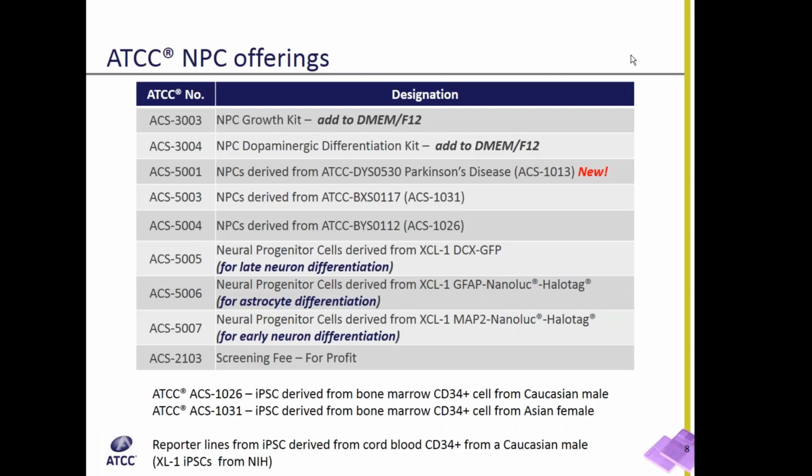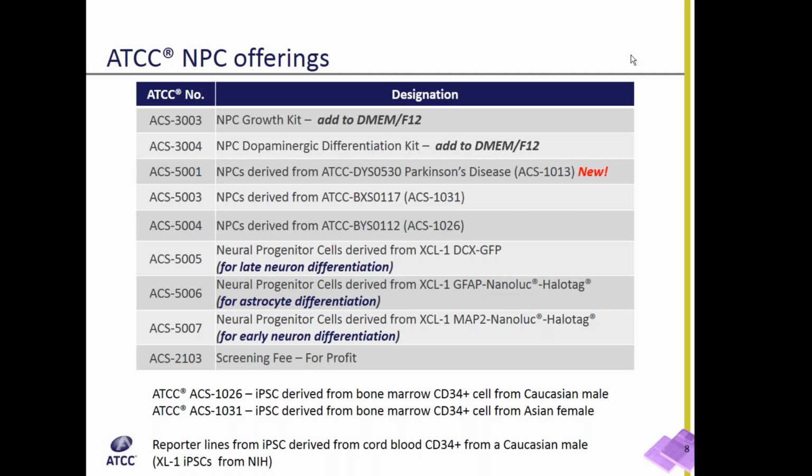Now, ATCC has several neural progenitor cell offerings, including neural progenitor cells derived from normal bone marrow CD34 positive iPSCs. These include ACS 5003, which is one of the subjects of our study today. I'll also be focusing on ACS 5001, which are neural progenitor cells that were derived from iPSCs created from a patient with Parkinson's disease.